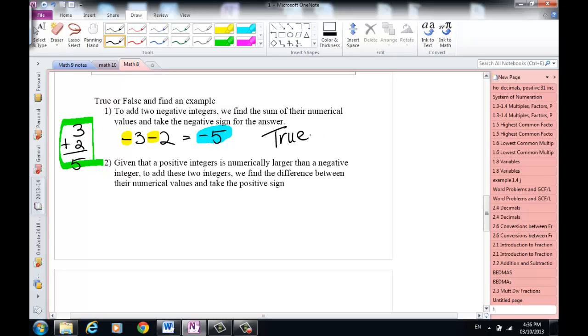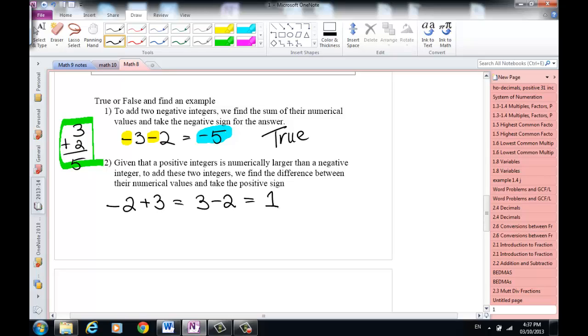Given that a positive integer is numerically larger than a negative integer, so we'll read that again. Given that a positive integer is numerically larger than a negative integer, to add these 2 integers together, we find the difference between their numerical values and take the positive sign. So basically what I'm saying is if you have something like, for example, minus 2 plus 3. Okay, so if I go back 2 steps and then forward 3 steps, in fact I'm going to get to 1. If you wanted to look at it as 3 minus 2, because we're pretty good at looking at a 3 minus a 2, in both of these we get the answer as 1.